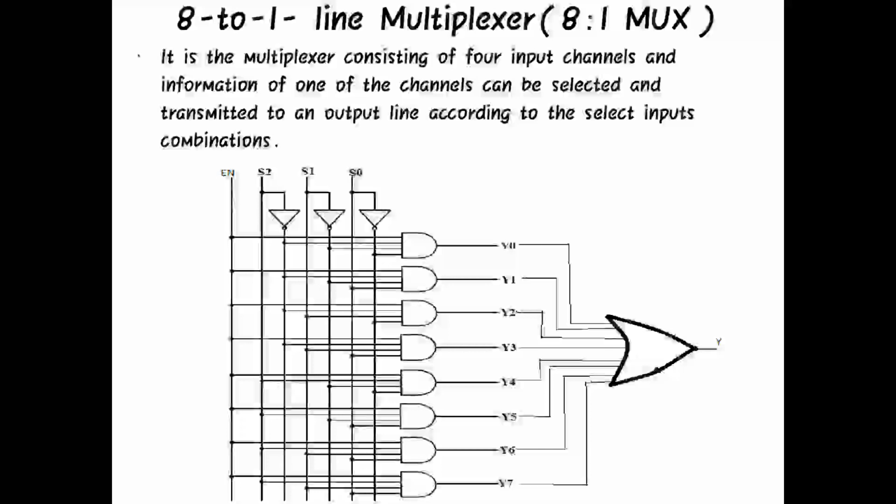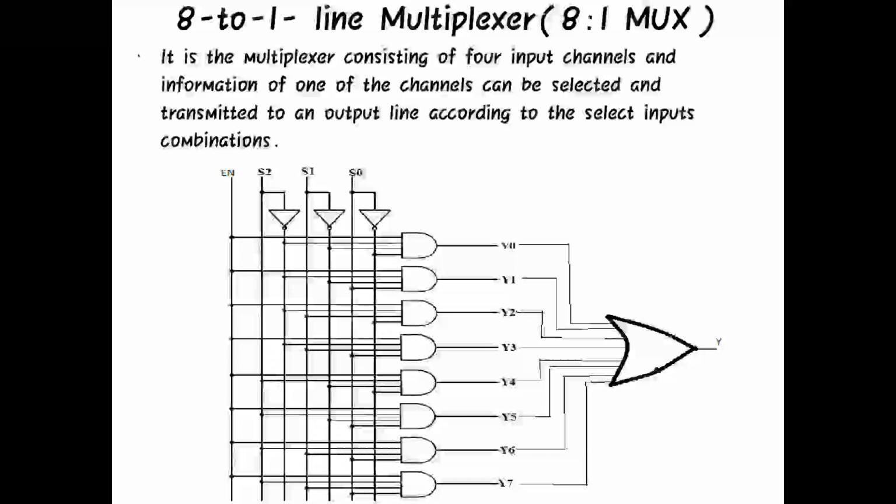First input, what will we be having? We'll be having 3 inputs, that is S0 is also 0, S1 is also 0, S2 is also 0. Similarly, we'll be having up till the last AND gate, and we'll be getting the outputs like Y0, Y1, Y2 up till Y7. All these are connected to one OR gate to get one single output. All these outputs are combined to get one single output.